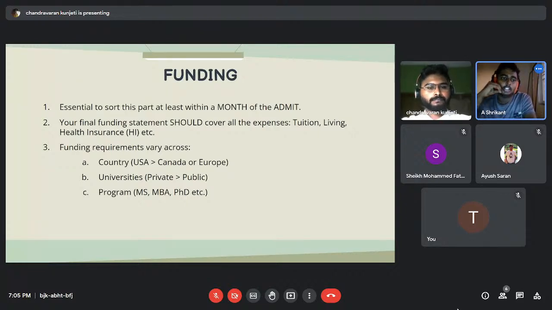And of course, universities. You have private universities which definitely have a high tuition rate, and public funded universities, which are mostly funded by the public. So most of these universities have less tuition fee, but there are exceptions. And of course, the program matters. The program matters a lot regarding tuition fee. There is MS, which is kind of in between. It's expensive. PhD, it's funded, so you don't have to worry about financing.